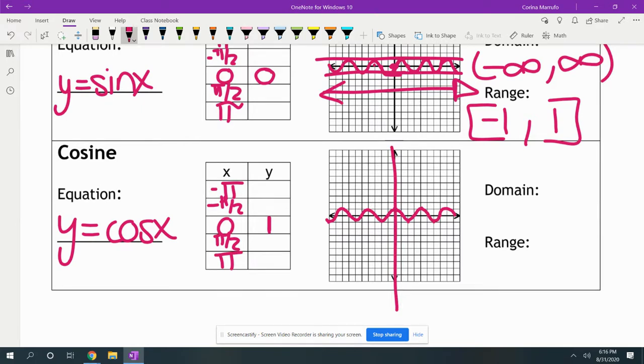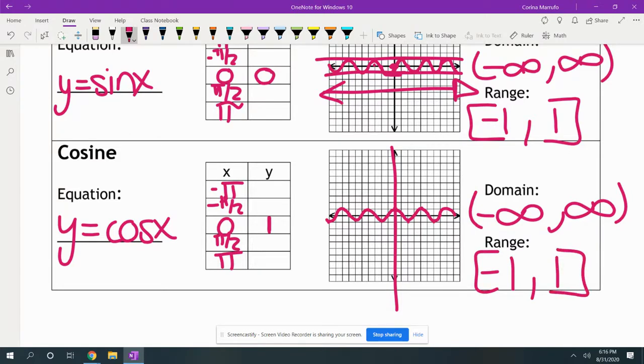So here for your domain, still the same thing, it covers from negative infinity to infinity, and your range is still -1 to 1. So just make sure you know the difference between sine and cosine, because that's going to be on your Delta Math. Your cosine, you can cut it into 2 equal parts, and your sine function, you can't. It starts right here at 0, 0, and then makes the little wave.